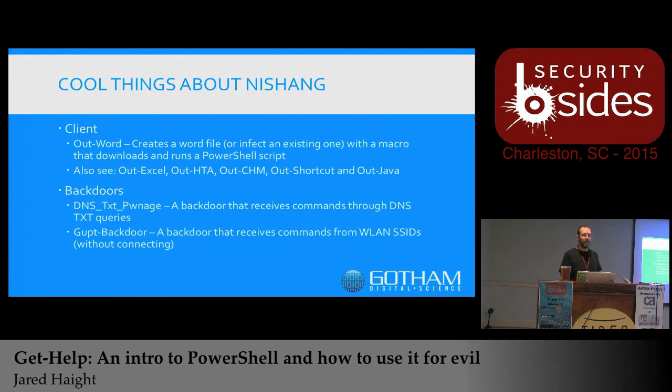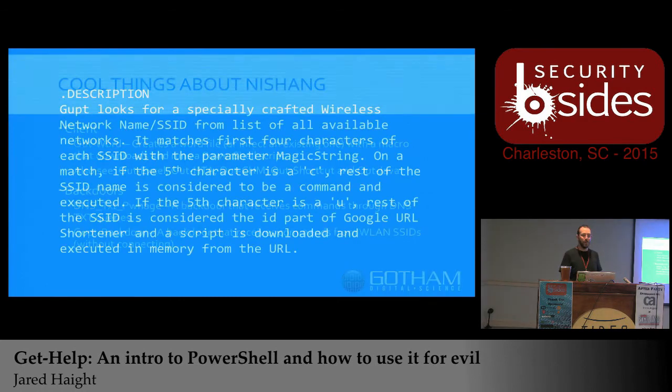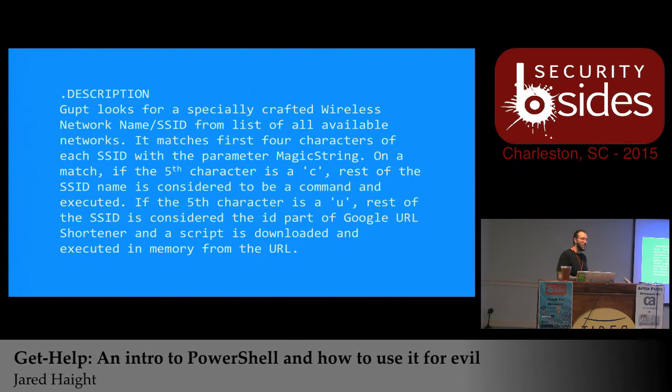The other great one is the Gupt backdoor. What Gupt backdoor does is it looks for wireless networks that are available to the PC. It doesn't connect to them, but it checks the SSID. And if the first 4 characters of that SSID match a magic string that you define, like a password, it then checks the 5th character of the SSID.